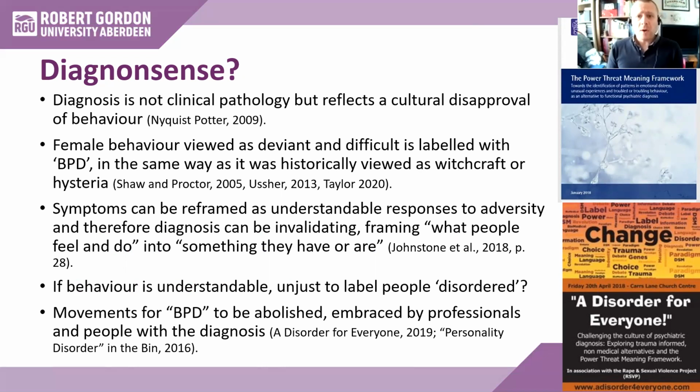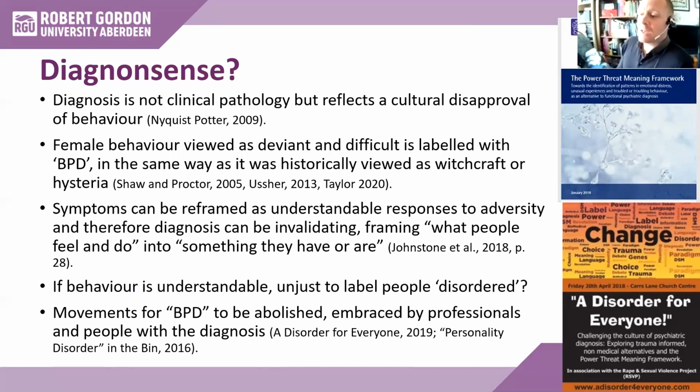Thinking about female behavior in particular, I was saying earlier that the diagnosis is 70% female in terms of the people that are diagnosed. So is this the same as when women were diagnosed as deviant or difficult historically and viewed as witches or hysterical? And I think that's an argument we really need to think about. And there's a book by Jessica Taylor, people might have heard of, Why Women Are Blamed for Everything. It's certainly worth looking at in terms of expanding your understanding of that argument.